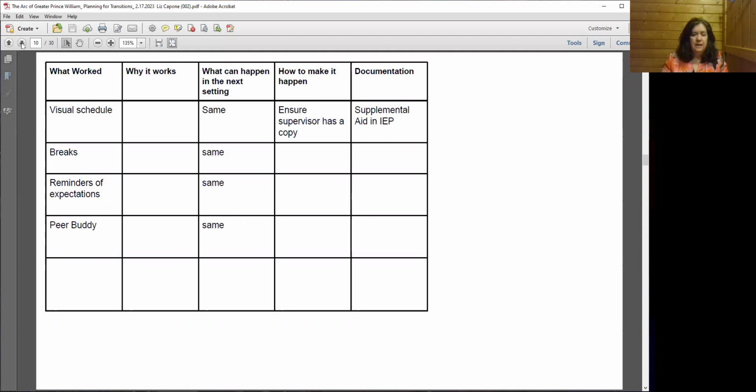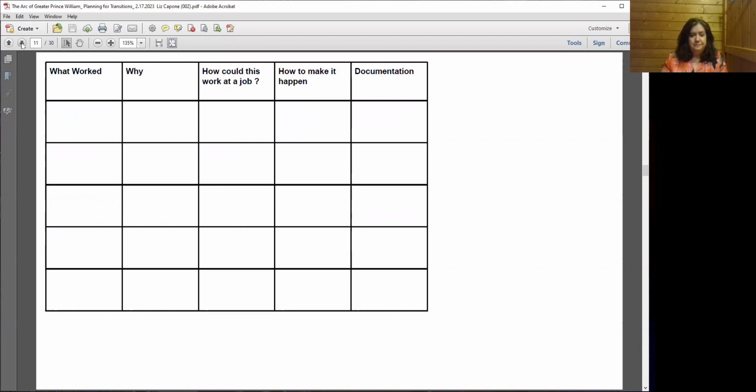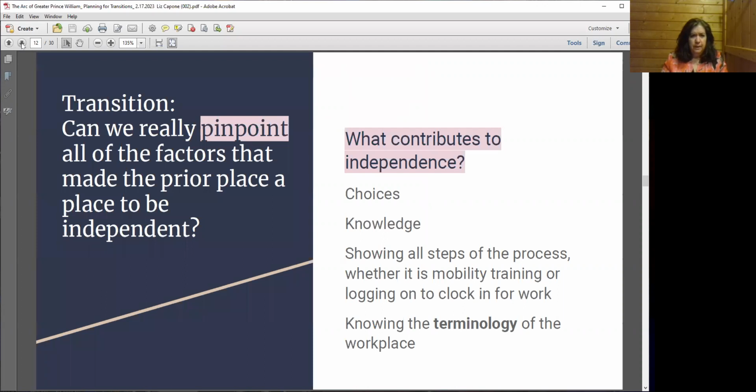So these are just some of the kinds of things, as you see your student being successful with certain accommodations and supplementary aids and services on their IEP. Write that down, note it, and note why it is helpful. So the next slide is just a blank of this. And then the next slide we'll go to, we want to look at all of the things that help as much independence as possible.